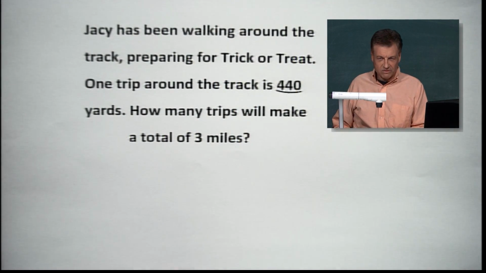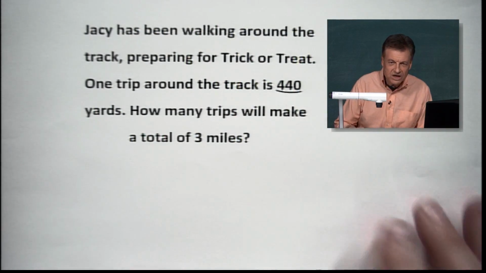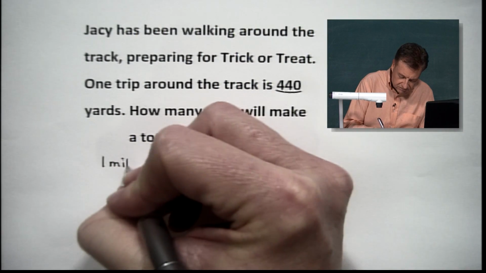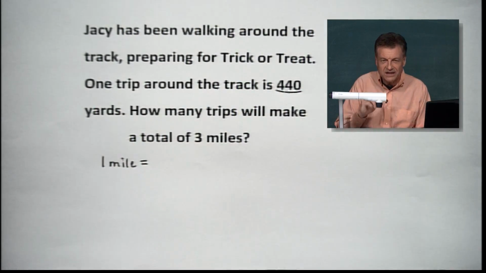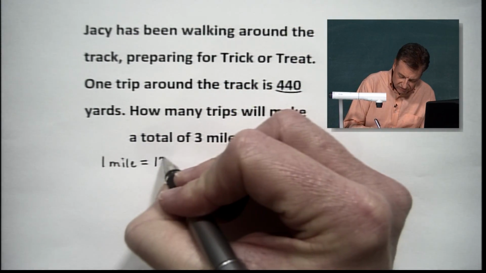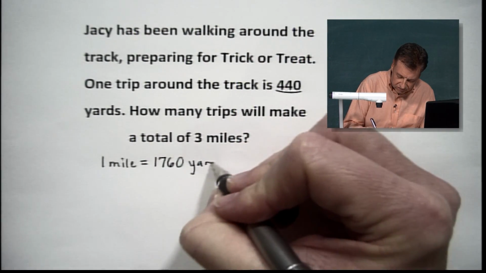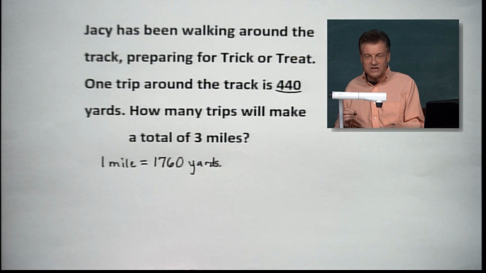Now some of you say, is there 440 yards in a mile? No, there are not. So let's go to that equivalency first, because that's where we start off here. So 1 mile equals, you got it? 1,760 yards.